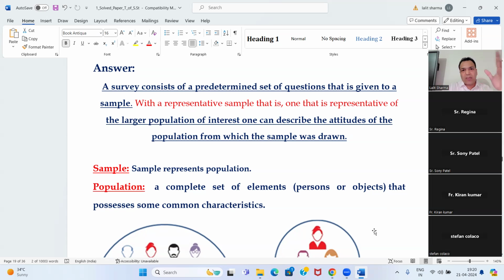ओके, सो 4 or 5 मेथड्स वी हैव डिस्कस. तो टुडे वी आर डिस्कसिंग द सर्वे मेथड. सर्वे क्या है? सर्वे कंसिस्ट ऑफ प्री डिटरमिन्ड set of questions that is given to the sample.